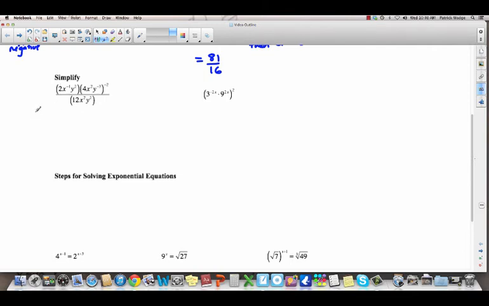I'm going to keep this first monomial the same, 2x to the negative 1 y squared, over, because this part is now flipped into the bottom. So I'll rewrite the 12x squared y squared. But now the 4x squared y to the negative 3 is in the bottom. It's no longer to the negative 2, it's now squared.